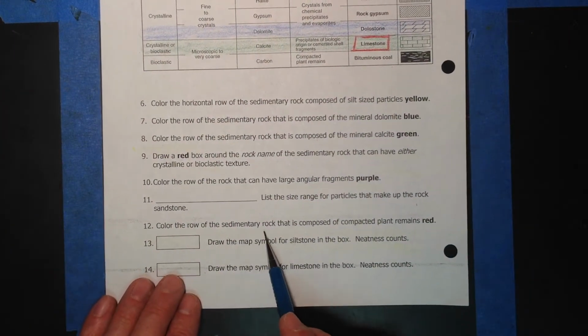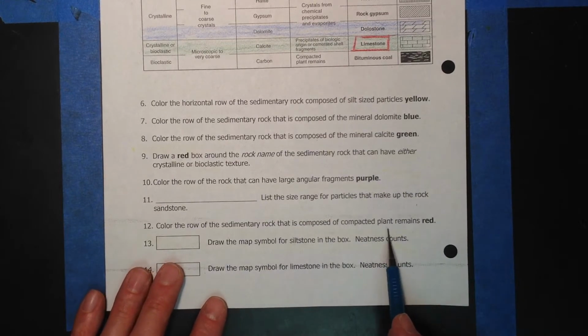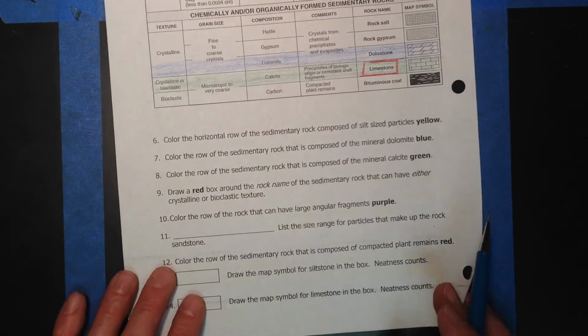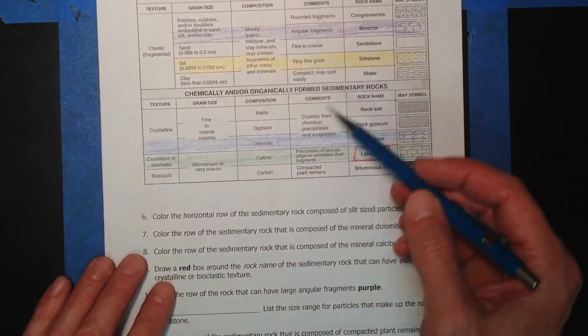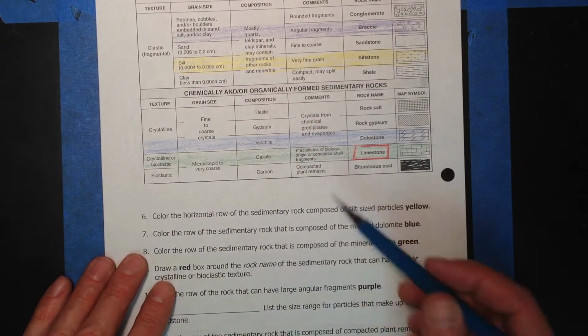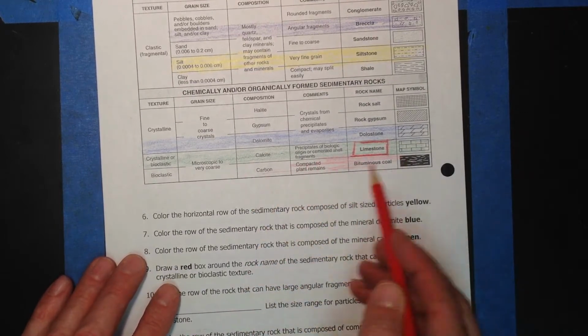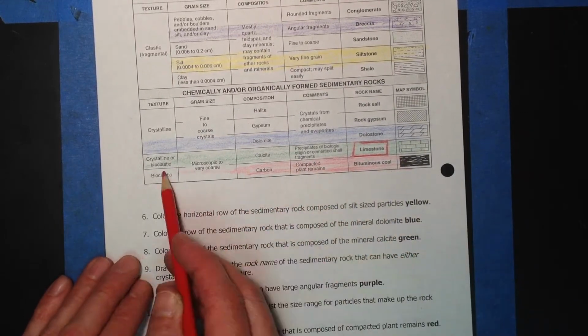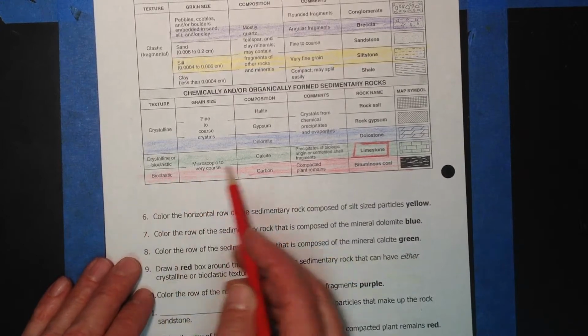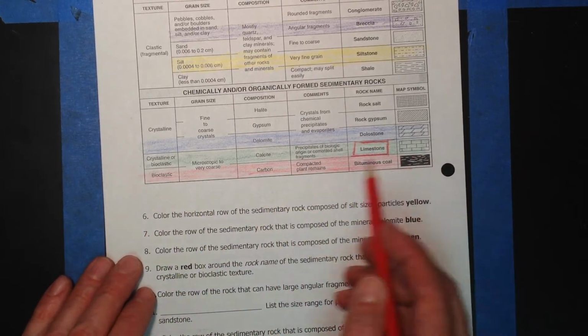12. Color the row of sedimentary rock that is composed of compacted plant remains red. So I want to look around. There's not a lot on here. Compacted plant remains is right here. I'm doing the whole entire row. I'm coloring that red. Okay. Do this with the right intention. This is about you knowing it, not just following me blindly or just having colored paper.